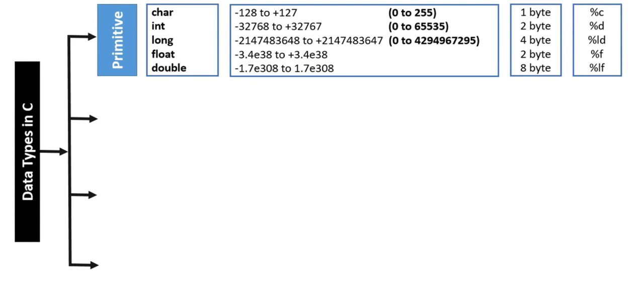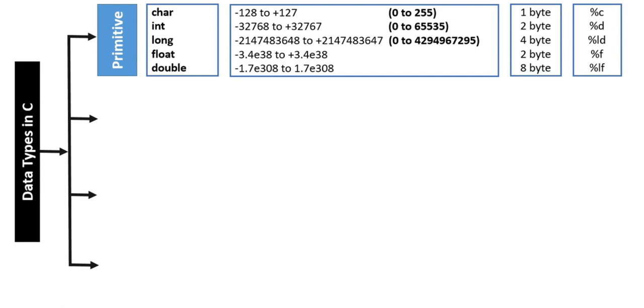Similarly, int, that is integer data type, its range is from minus 32768 to plus 32767, and for unsigned int it's 0 to 65535. Size of 2 byte represented by the format specifier %d. Next is long data type. Its range is minus 2147483648 to plus 2147483647 and for unsigned long 0 to 4294967295. Size is 4 byte and represented by format specifier %ld.